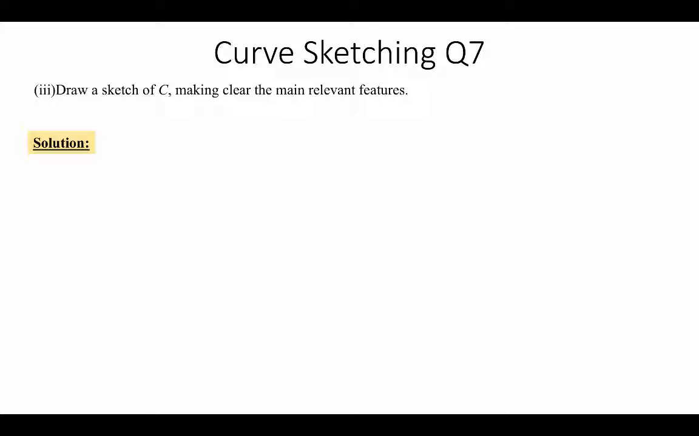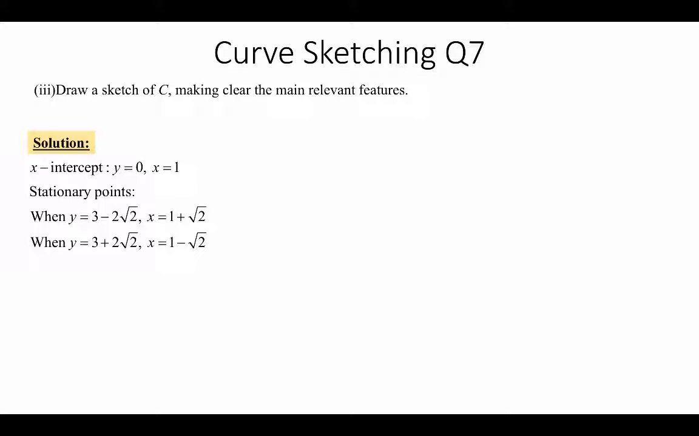Next, we are required to draw a sketch of C, making clear the main relevant features. First of all, we can find the x-intercept by substituting y equals 0, which gives us x equals 1. Also, the stationary points can be found to be y equals 3 minus 2 root 2 at x equals 1 plus root 2, and y equals 3 plus 2 root 2 at x equals 1 minus root 2.